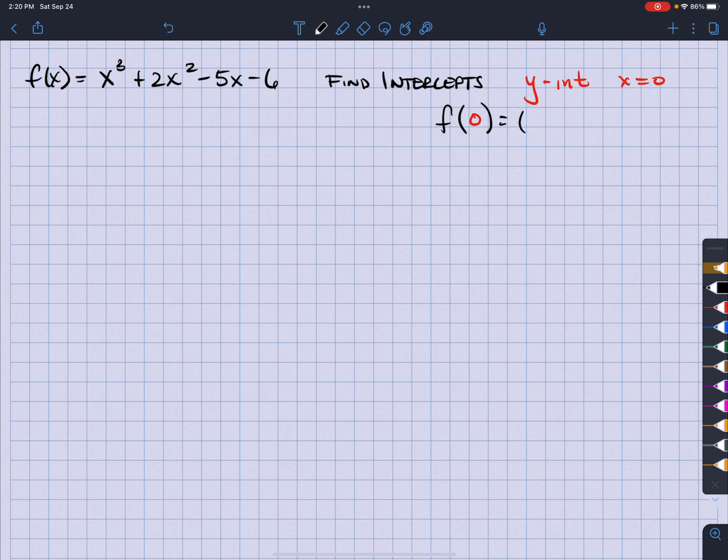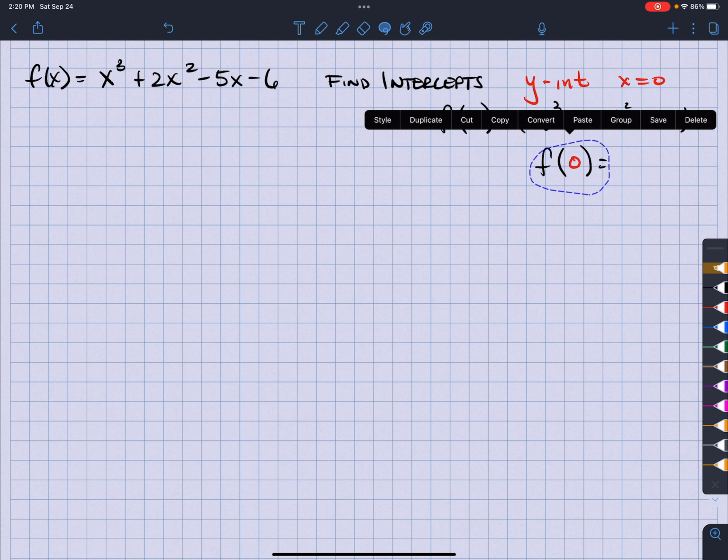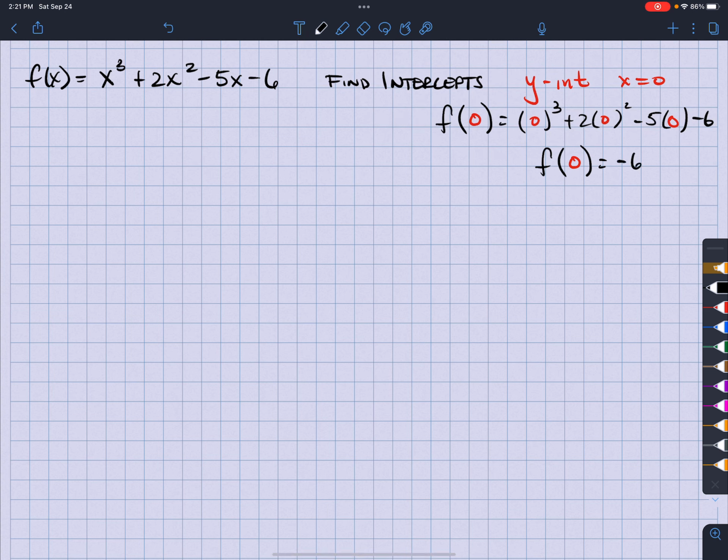Which is equal to 0 to the third plus 2 times 0 squared minus 5 times 0, and minus 6. So 0, 0, 0. So f of 0 is just going to equal negative 6, okay? So my y-intercept is at negative 6. So there's one. That is the easy one, of course.